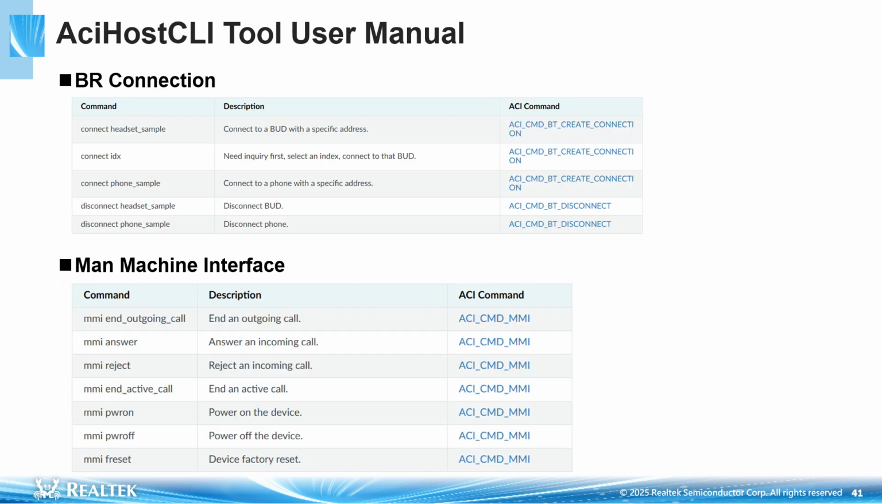The following gives an example of the commands to connect BR and human-computer interaction. For establishing BR connections, we provide two sets of commands, ACI CMD-BT create connection and ACI CMD-BT disconnect, which are divided into connect phone/headset according to whether the connection object is a mobile phone or a headset. For the man-machine interface, we provide ACI app CMD MMI, which is subdivided into power on and off, restore factory settings, answer the phone, refuse to answer the phone, hang up the phone, etc. Developers can select corresponding commands for development according to their needs.